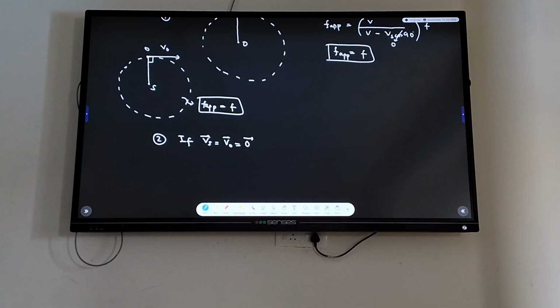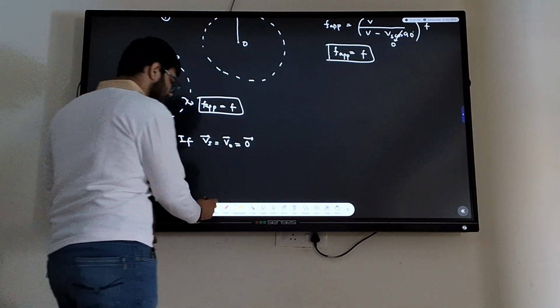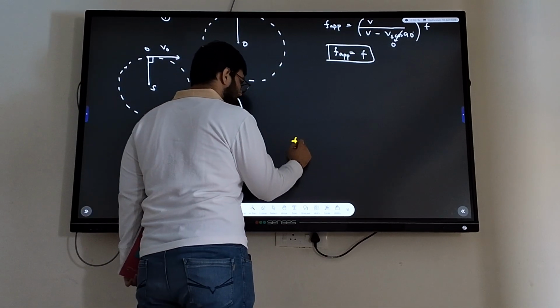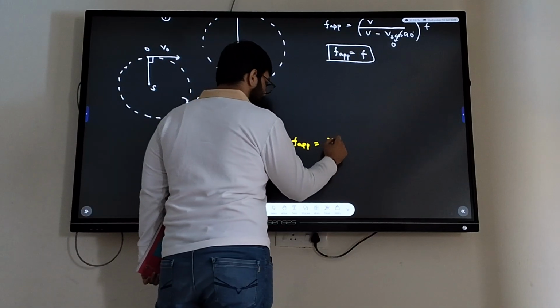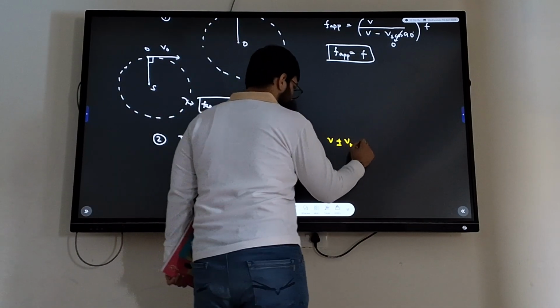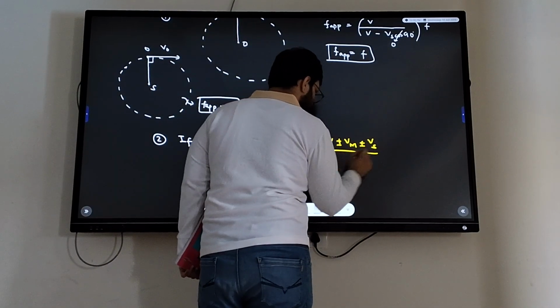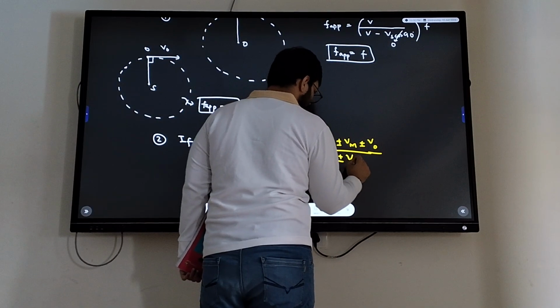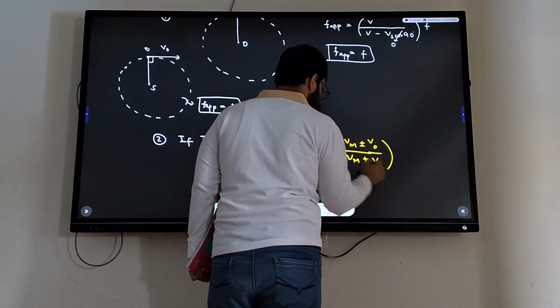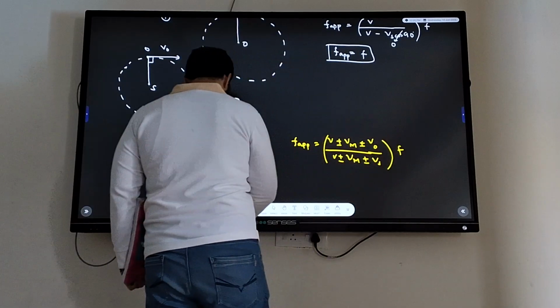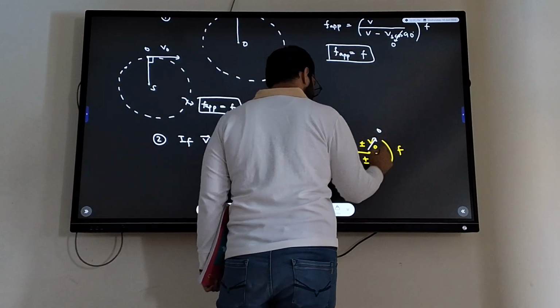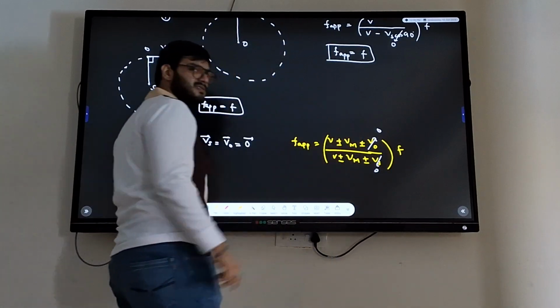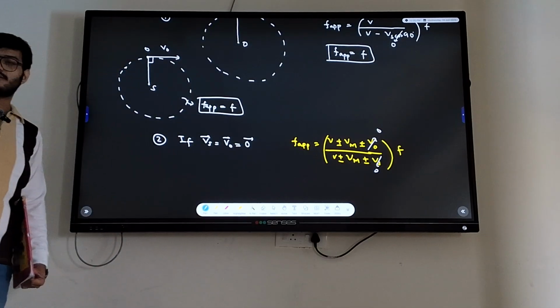If there is no motion, still you remember the formula was something like F apparent was equal to V plus or minus Vm plus or minus Vs, no, Vo is on top, plus or minus Vm plus or minus Vs, into F. So even if this is 0, what will you get? You will get this factor, right? But the thing is this now.